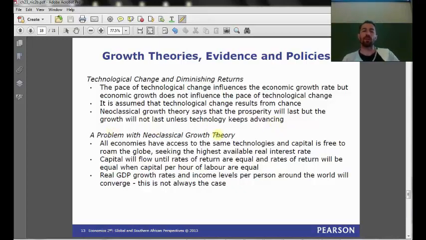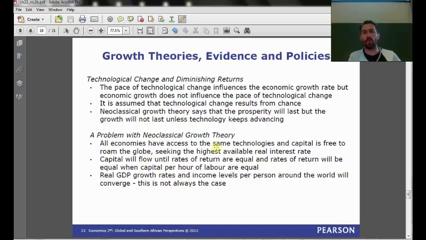But there's been a problem with neoclassical growth theory, which is the following. All economies have access to the same technologies, and capital is free to roam the globe. So in terms of the theory, capital should flow from areas where there's lots of capital to areas where there's minimal capital. Okay? Because that's where you're going to get higher rates of return. But that's not what we've seen. We've seen that capital tends to bunch. Wealthy countries tend to have more investment in capital than poorer countries.